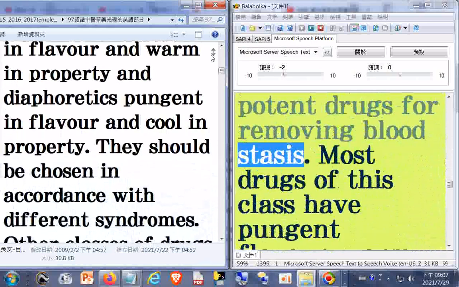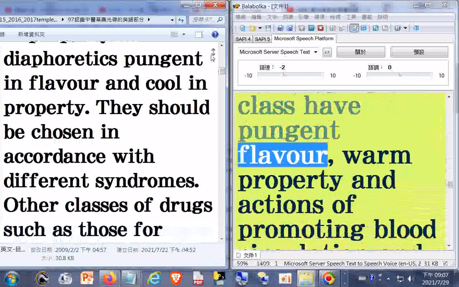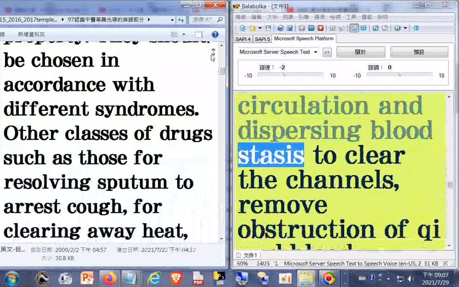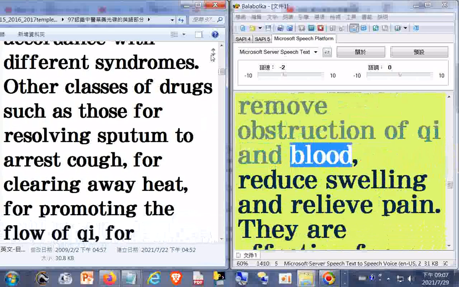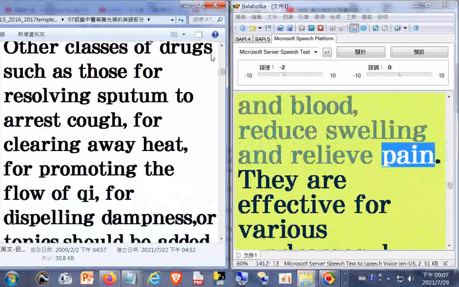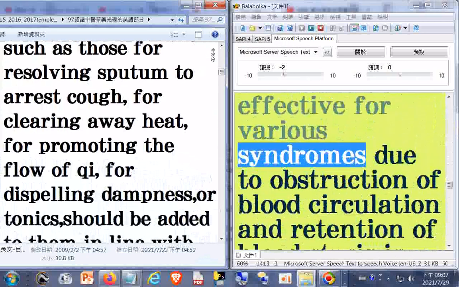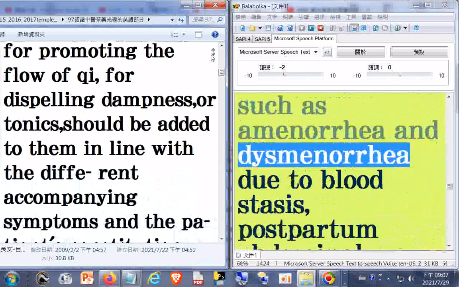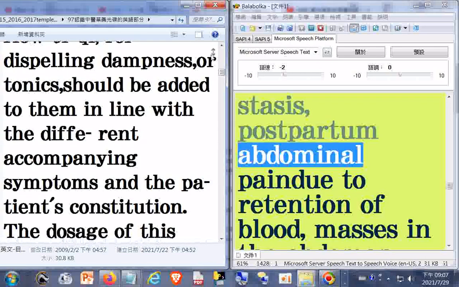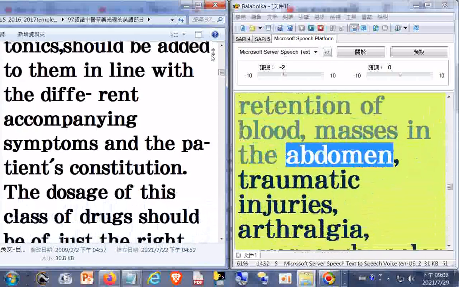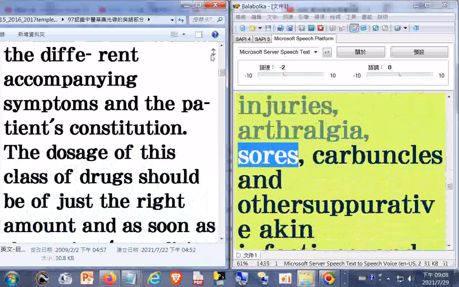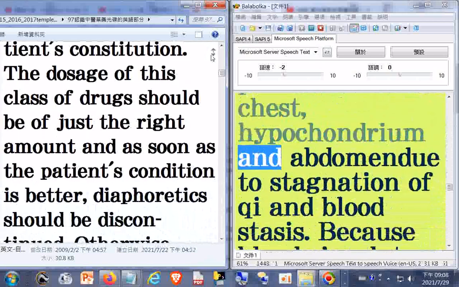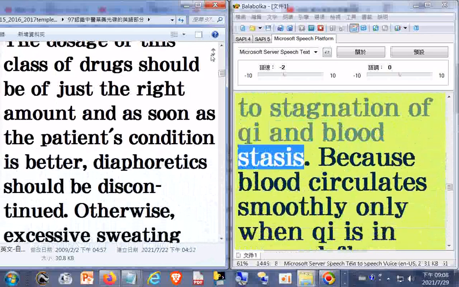Most drugs of this class have pungent flavor, warm property, and actions of promoting blood circulation and dispersing blood stasis to clear the channels, remove obstruction of qi and blood, reduce swelling and relieve pain. They are effective for various syndromes due to obstruction of blood circulation and retention of blood stasis in the interior, such as amenorrhea and dysmenorrhea due to blood stasis, postpartum abdominal pain due to retention of blood, masses in the abdomen, traumatic injuries, arthralgia, sores, carbuncles and other suppurative skin infections, and pain in the chest, hypochondrium, and abdomen due to stagnation of qi and blood stasis.